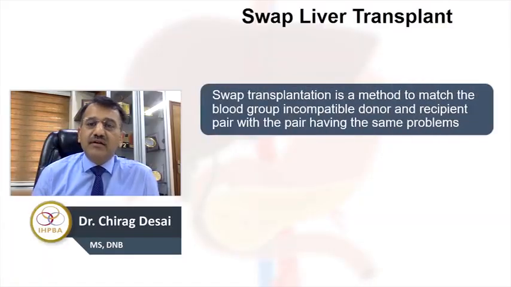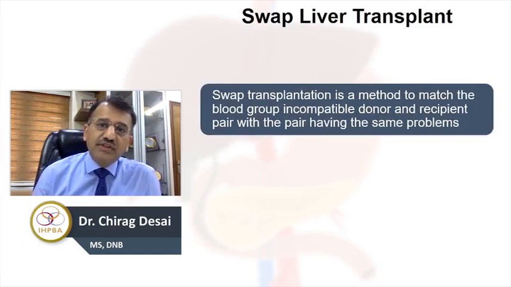Many times, there may be two living donor liver transplant pairs. Both have suitable donors or a fit donor in the family, but because of either the volume or the blood group, they are not usable for their own family member. Such two pairs can exchange their grafts, and this is a swap liver transplant, and this is another way of expanding the donor pool. So swap transplantation is a method of matching two pairs and exchanging their grafts and doing the transplants in both the recipients.